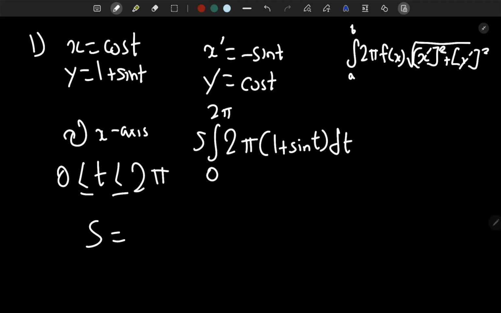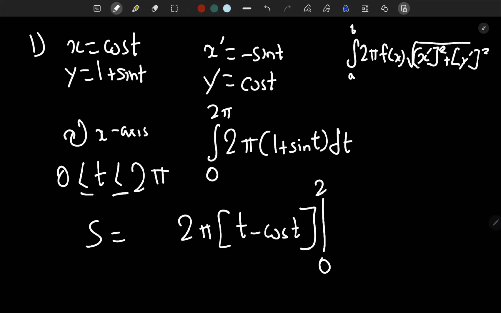So now we just need to integrate 1 plus sine t, and we can take 2 pi outside. So 2 pi, and the integration of 1 is t, and the integration of sine t is minus cosine t. Close the brackets, and the limits are from 0 to 2 pi, and the final answer that you would get here is 4 pi squared.